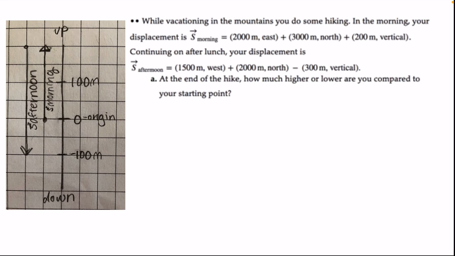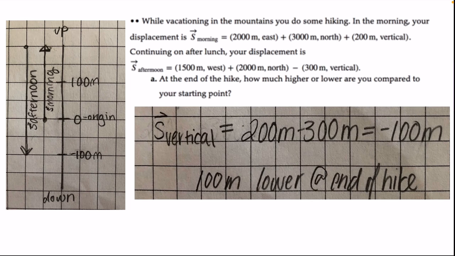So you can see on the left, I've defined up as positive and down as negative. 0 is the origin. So you can see the hiker went up 200 in the morning and then down 300 in the afternoon, which you can see both on the sketch and numerically comes out as negative 100 meters, which indicates that the hiker is 100 meters lower at the end of the hike than when he started. Just keeping in mind, displacement isn't the total distance traveled, it's just from that origin point to the final point. So yeah, negative 100 meters from that origin.